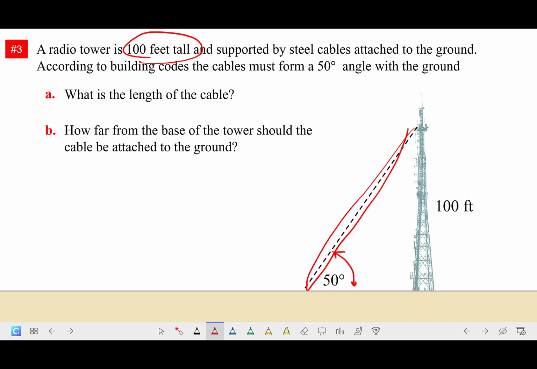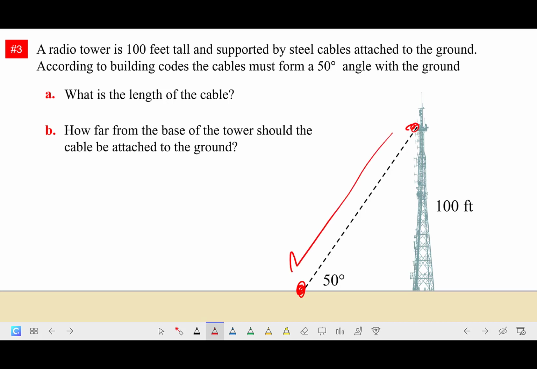Okay. So with this all being said, we're asked two things. What's the length of the cable? So we're asked the length of the cable from here to here, this length, and how far from the base of the tower should the cable be attached. So we're asked for this distance here. Okay, so we'll just say c is the cable length and d is this distance.